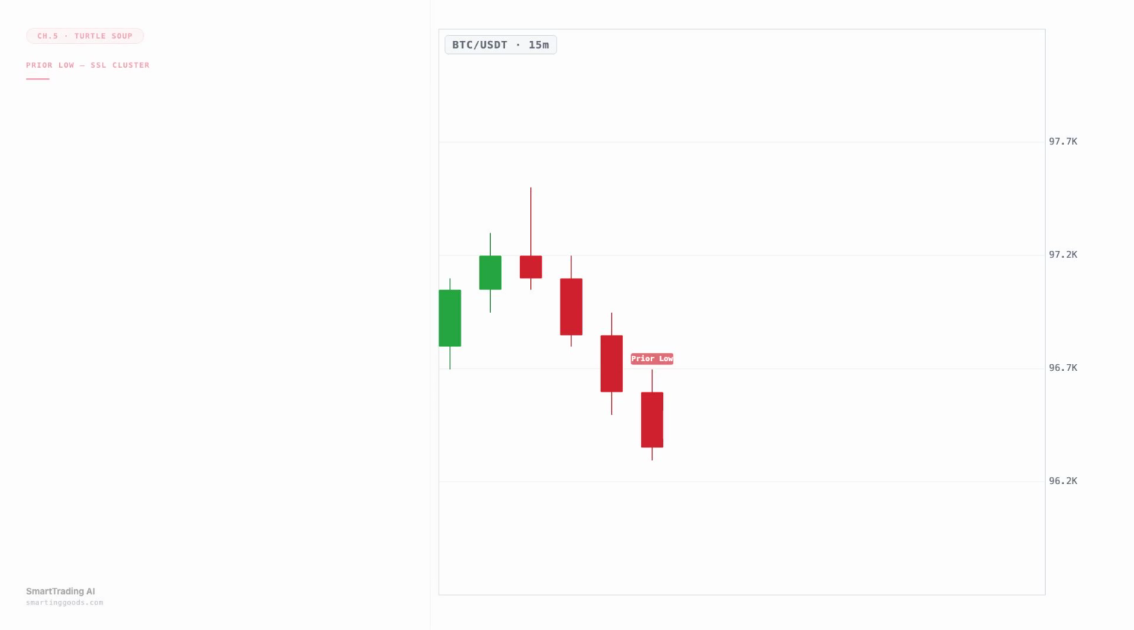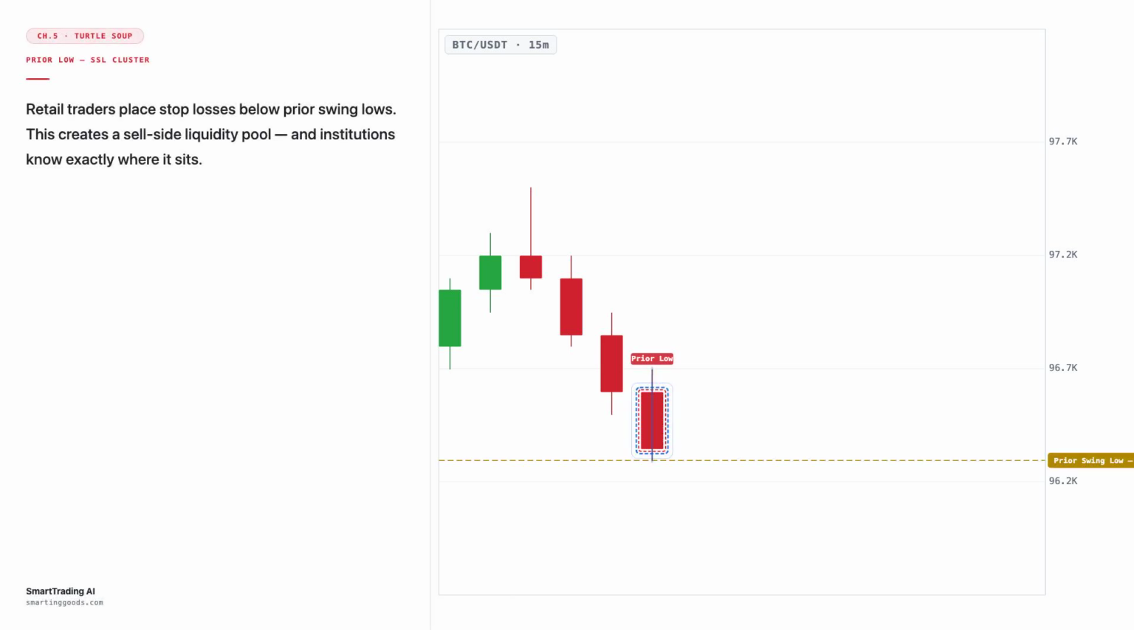Price forms an obvious swing low that every retail trader sees. Breakout traders place buy stops above and sell stops below this level. That cluster of stop orders becomes a sell-side liquidity pool sitting below the prior low. Institutions know it is there.